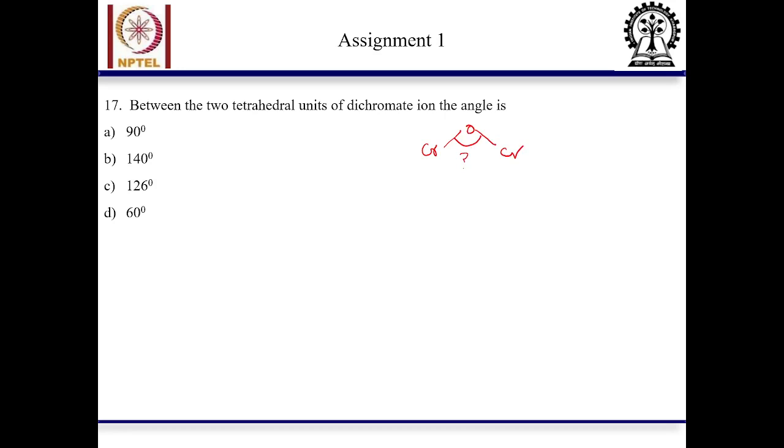Okay, Dr. Naveen Awasthi is saying C. Anyone else?